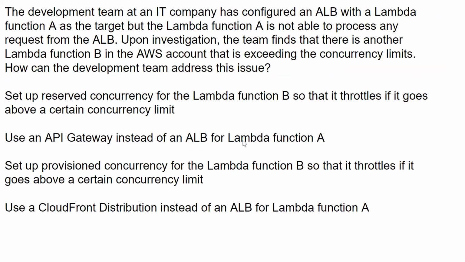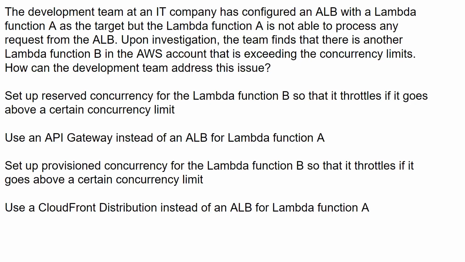Okay. The development team at an IT company has configured an ALB with a Lambda function A as the target, but the Lambda function A is not able to process any request from the ALB. Upon investigation, the team finds that there is another Lambda function B in the AWS account that is exceeding the concurrency limits. How can the development team address this issue?